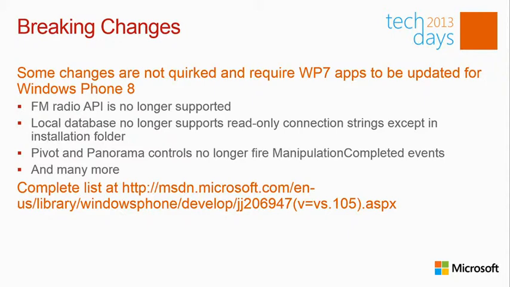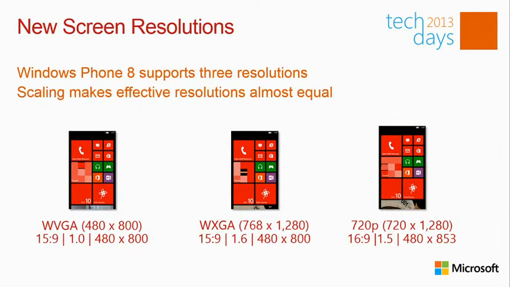But if you're bringing a WP7 app forward, you test it on Windows Phone 8, and you see that certain things are not working, hopefully you have unit tests that you can test against, then this document at the bottom is the one you want to refer to find out what changes you need to make. Now, that's the last thing I'm going to say about compatibility.